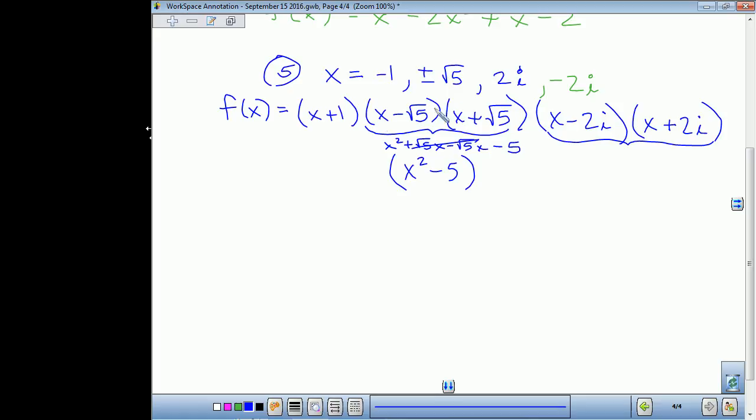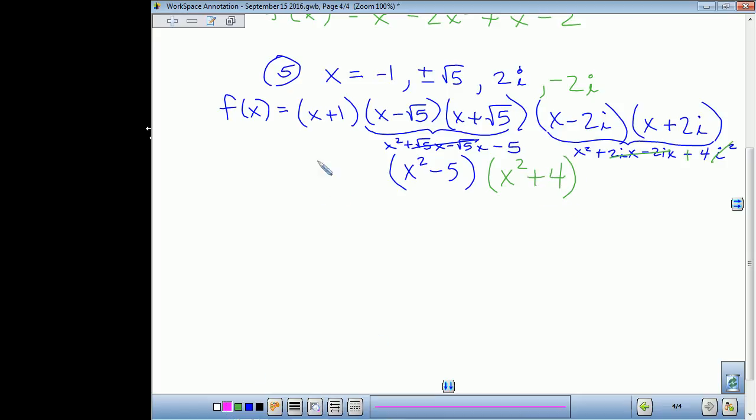All right, so those were my first 2. I can only do 2 at a time. Now let's do 2 more. I'm going with these 2 because these are also conjugates. So I'm going to distribute the x, and I get x squared plus 2ix. Then I'm going to distribute the negative 2i, negative 2ix, minus 4i squared. So plus 4. That becomes a plus 4. These go away, and I am left with x squared plus 4.